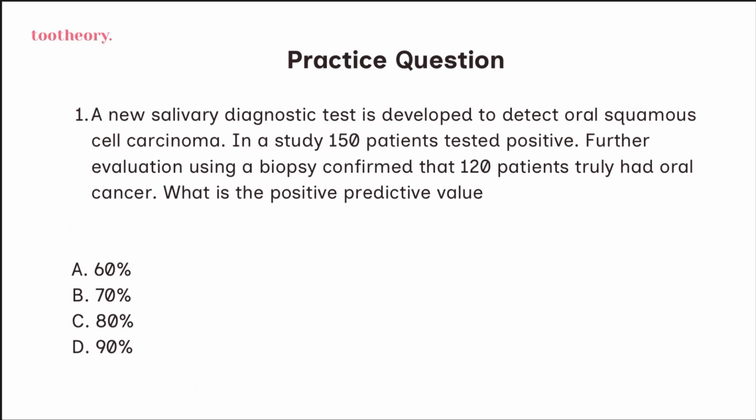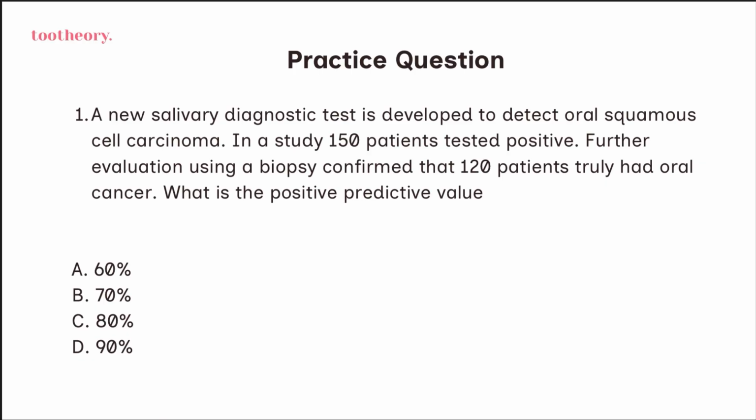The first question says that a new salivary diagnostic test is developed to detect oral squamous cell carcinoma, and in the study 150 patients tested positive by this particular test, and then they were evaluated using a biopsy which confirmed that only 120 patients were in fact positive for oral cancer. So what is the PPV? You can pause the video and try solving this yourself. So let's solve it together.